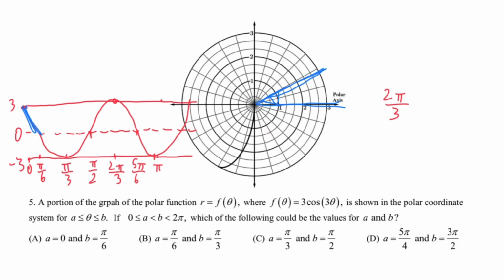Because it's positive, there's no reflection. So the graph should only be in this section, but it's not. It's this section. So A is not the answer.